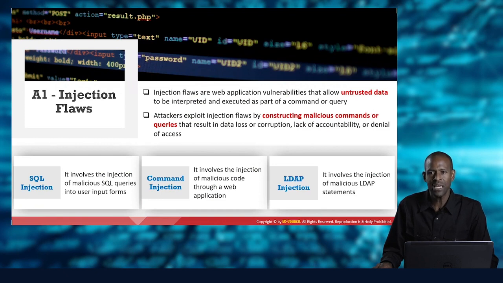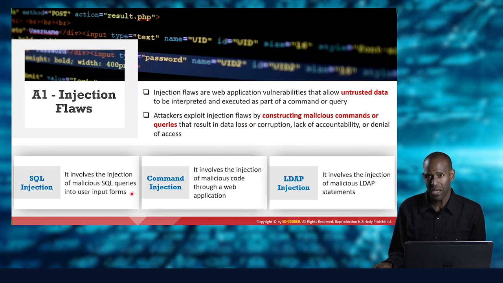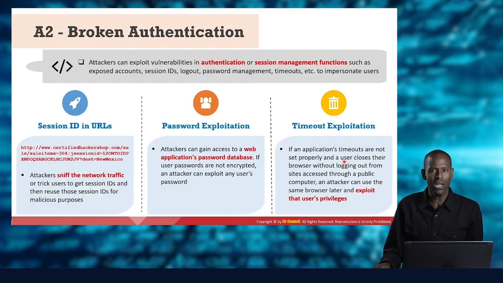With injection, what happens is the attacker takes advantage of the fact that the application will allow untrusted data to be sent into the application and interpreted and executed as part of the command or executed as part of the query. And so what they do is take advantage of these injection flaws, and they put in malicious queries through Structured Query Language, or OS commands, or even through LDAP, the Lightweight Directory Access Protocol, which is used for directory services like Active Directory. So another one would be broken authentication.